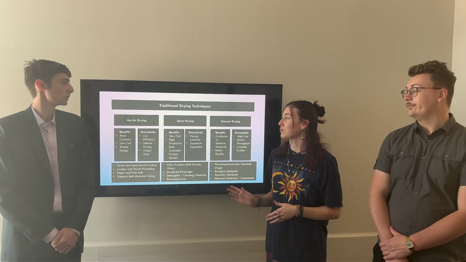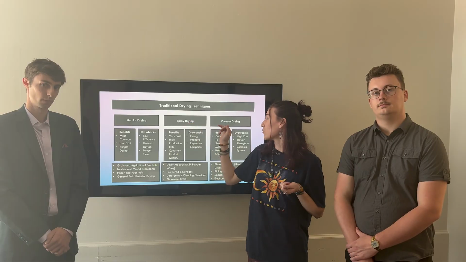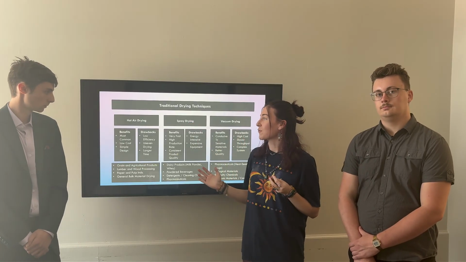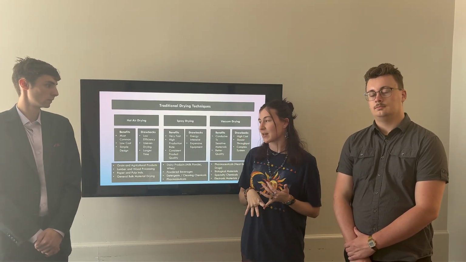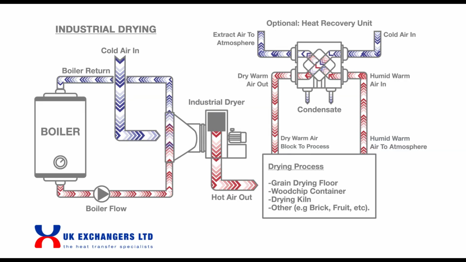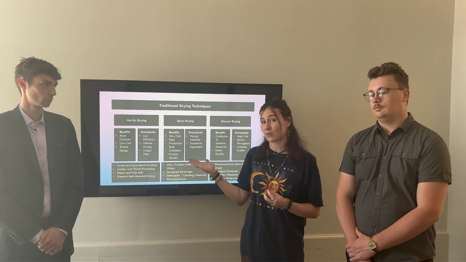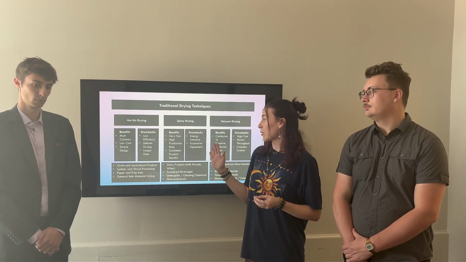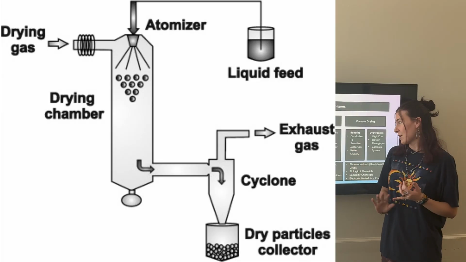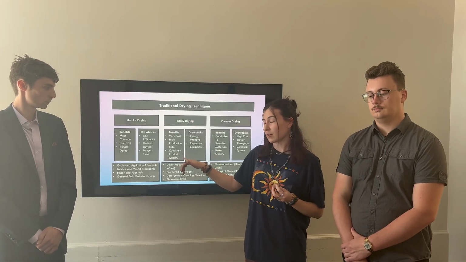These are some of the traditional drying techniques. We have three, them being hot air drying, spray drying, and vacuum drying. Some of the benefits for hot air drying include it's the most common type, it's low cost, and it's a simple design. Some of the drawbacks are it's got low efficiency, uneven drying, which can lead to a longer drying time. For spray drying, the benefits are it's very fast, which can lead to a high overall production rate, as well as consistent product quality.